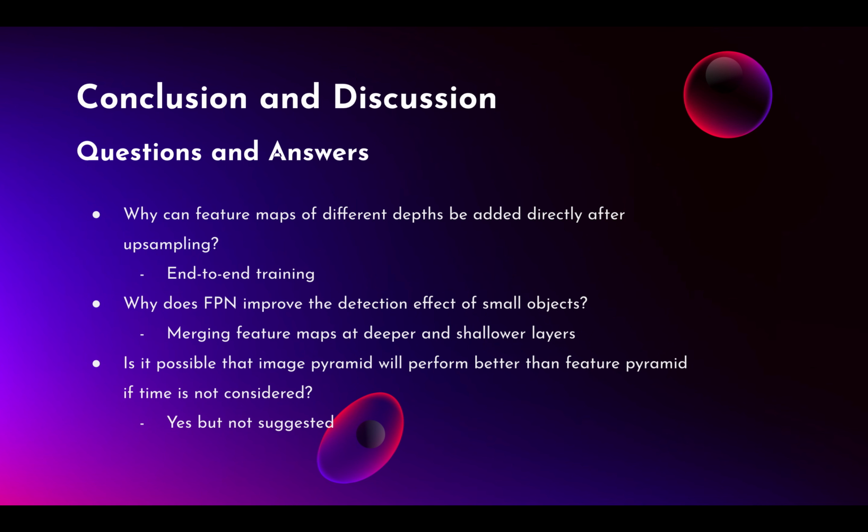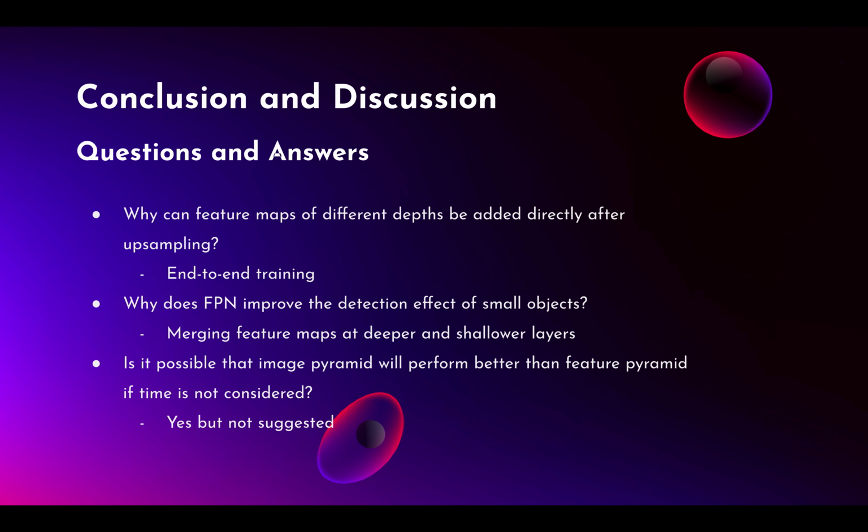The second question is, why does FPN improve the detection performance of small objects? The deep level feature map provides more semantic information, and the shallow level feature maps provide high resolution for small objects. Merging the deep level feature maps with shallow level feature maps can make the performance of detecting small objects better.